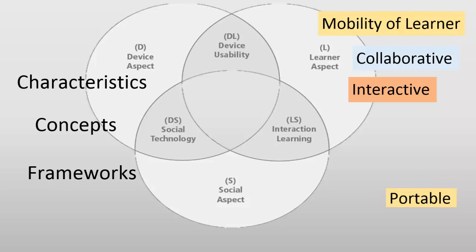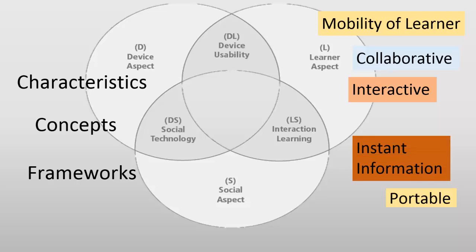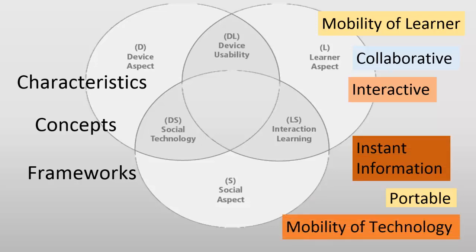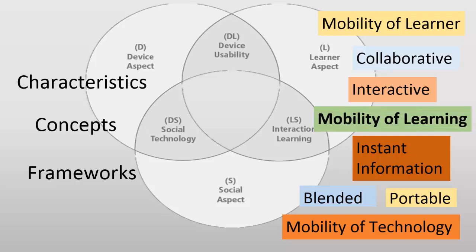Mobility of the learner and portable, being able to freely move around. Instant information. It should just be a few clicks away. Mobility of technology, blended, and finally, the one I think is the most important is mobility of learning. It can happen at any place and at any time. Now, let's take a look at some of the ways mobile learning is defined.